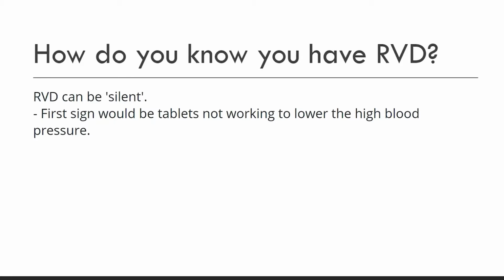How do you know you have RVD, or renovascular disease? Renovascular disease can be silent. The first sign may be high blood pressure that stays high even when you take tablets. This alone is insufficient to give a diagnosis of renovascular disease. When starting treatment for high blood pressure, doctors often measure kidney functions before and after starting tablets. If kidney function worsens after taking tablets, this can be a sign of renovascular disease, and tablets should be stopped until this is investigated.